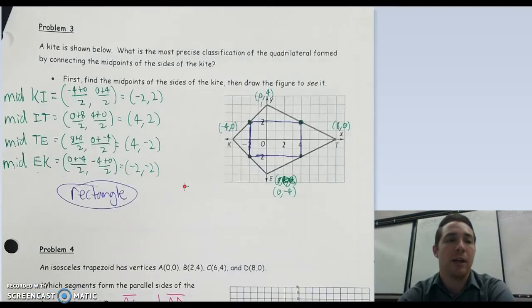So next page we're looking at a kite. We're asked for the most precise classification of the quadrilateral formed if I connect the midpoints of these sides. This way it's a little bit easier to tell what formula we're using. If it mentions midpoints, then that means we might be looking at the midpoint formula. And if I need the midpoint of each side, that just means I'm going to have to use that 4 times. So first thing I did is just list the coordinates there to start with.